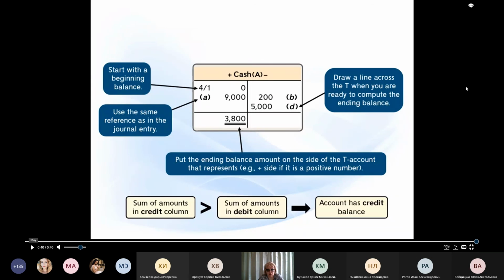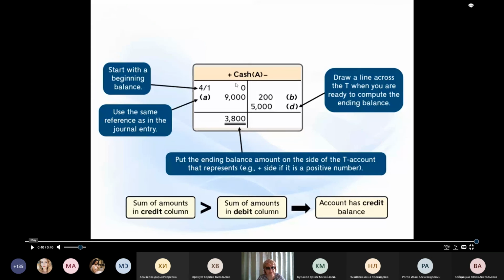So, dear students, I would like to mention here that if the sum of amounts on credit is more than on debit, we put a credit balance or ending balance. But we should understand that we cannot put, for example, cash on the credit side, because cash is always positive. And if it happens that the credit amounts exceed the debit amounts, then we should identify an error in the recording process. So this is very important to understand.